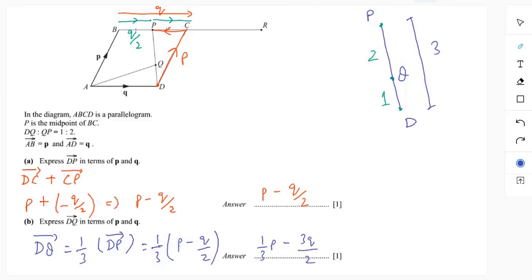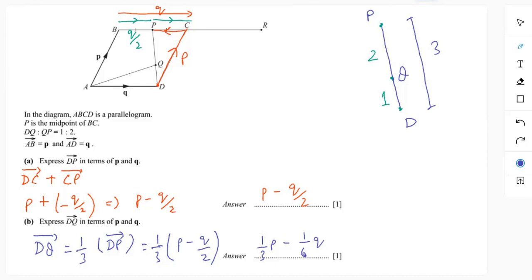Okay? Sorry, that's wrong. That's Q over 6. Sorry, so minus 1/6 Q. Yeah, so that's what you get. Okay, 1/3 P minus 1/6 times Q. So yes, Laiba, that was correct. You get 1/3 P minus 1/6 Q.